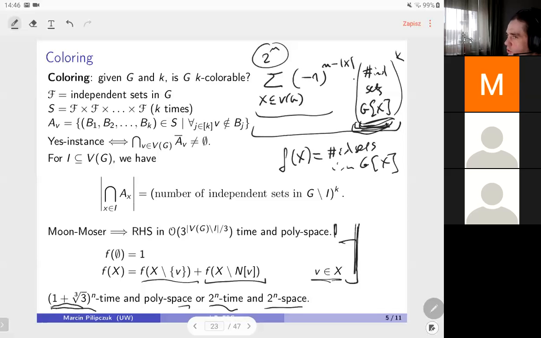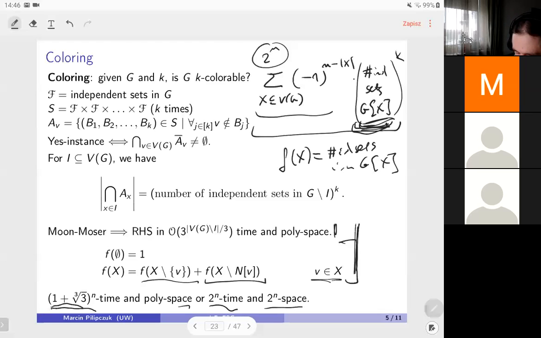So using inclusion-exclusion here, we not only were able to take the previous algorithm and get polynomial space without any loss on the exponential factor, but we're also able to keep the same exponential space complexity and improve the running time bound by being slightly smarter and understanding better what we are doing here. So this is it.